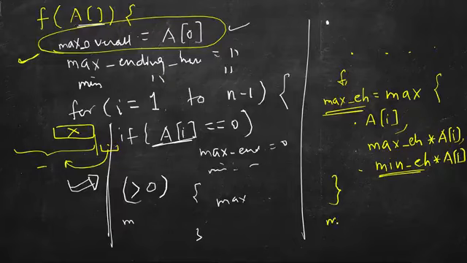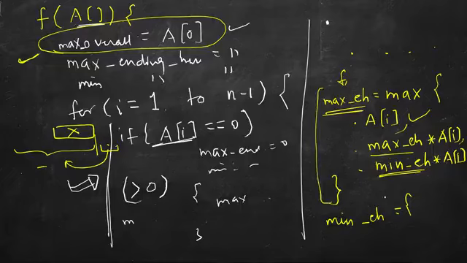Similarly, min ending here will be the min of min ending here multiplied by the current element, max ending here multiplied by the current element, and the current element, all three quantities. But you are not doing them simultaneously. These are previous indices' values. So once you write this, max is updated, so you cannot use it. Before doing this, save it in a temp variable, and that should work.